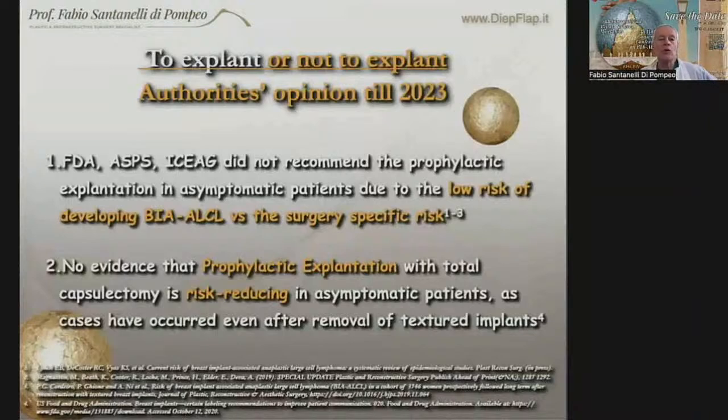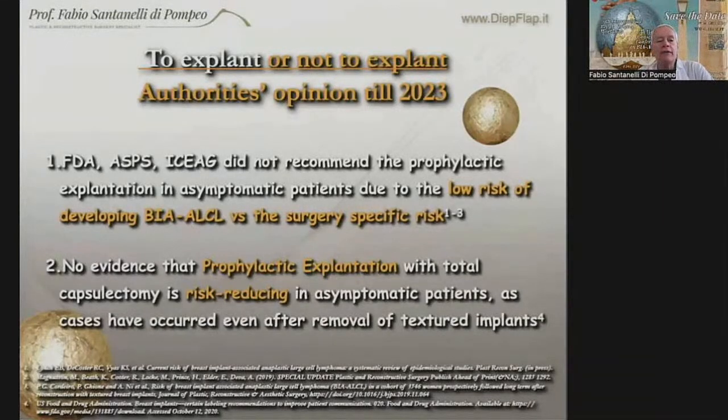So comes the point: once we can consider those patients with textured implants as patients at risk, should we explant or not those patients? The authorities' opinion till 2023 was that the FDA, ISPS, and other authorities do not recommend prophylactic explantation in asymptomatic patients with textured implants, because there is a low risk of developing BIA-ALCL versus the risk of a specific surgery, which is not that well established.